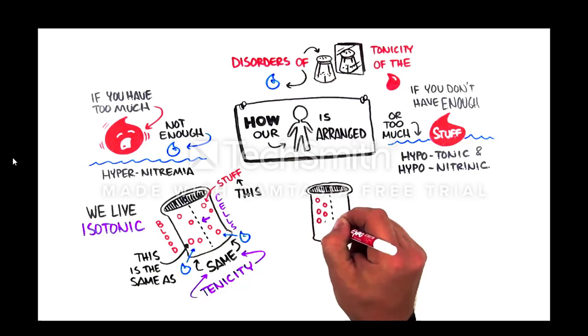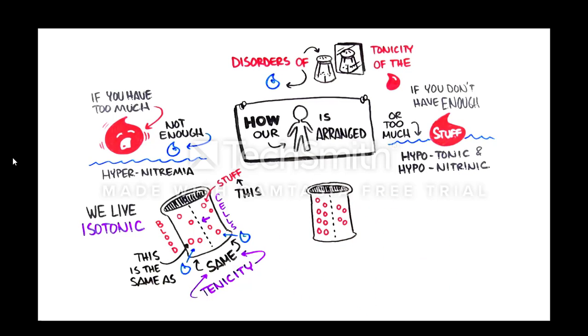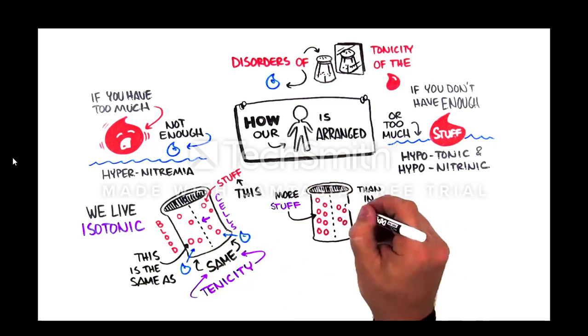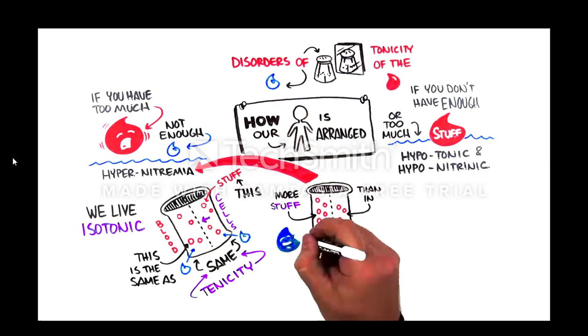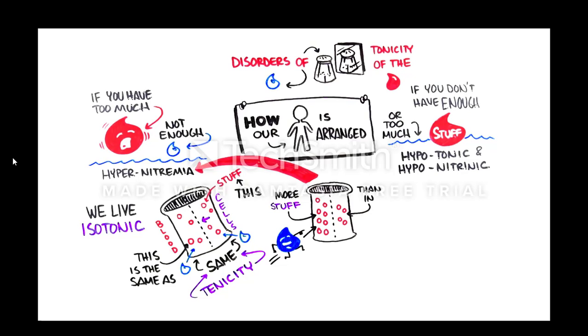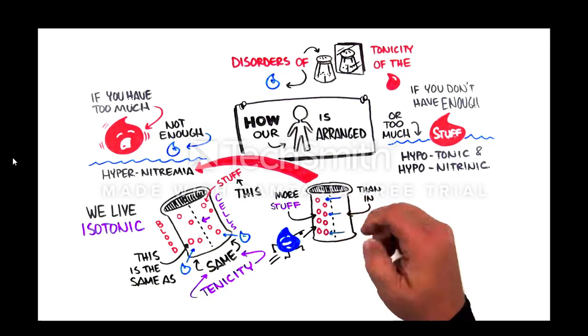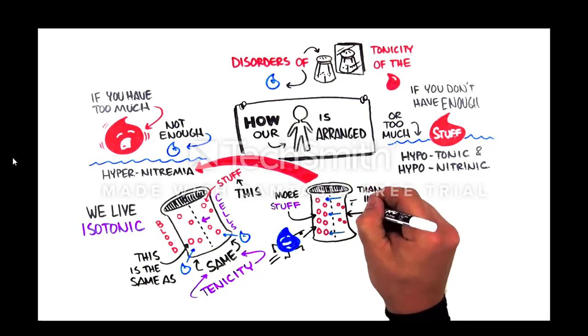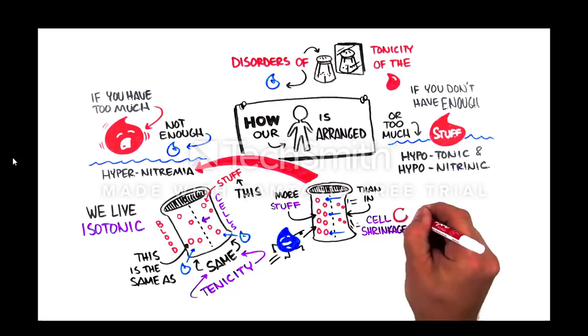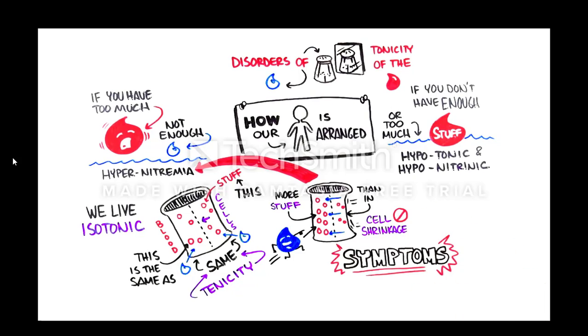Now, if you had too much stuff, hypernatremia, there's more stuff in the blood than there is in the cells. And water is going to go to an area of higher concentration. So, water is going to leave the cells across that semi-permeable membrane and into the blood. The impact that this has is that the cells are going to shrink. This balances out the water, but cell shrinkage is no good. That's going to provoke some symptoms.